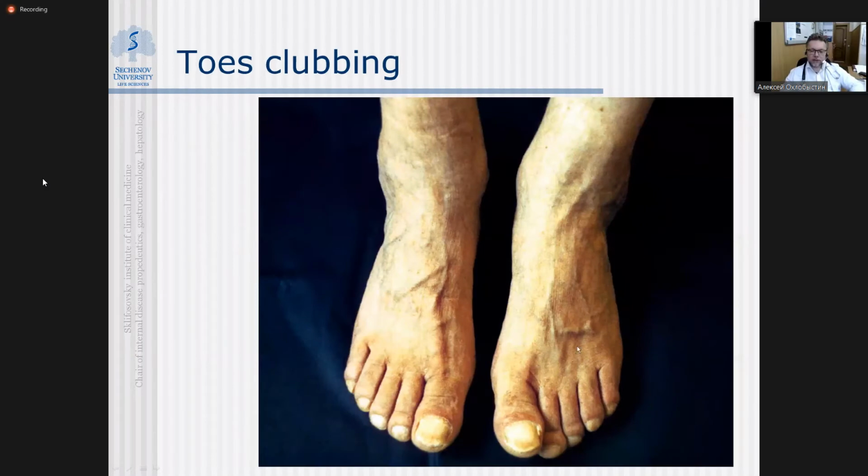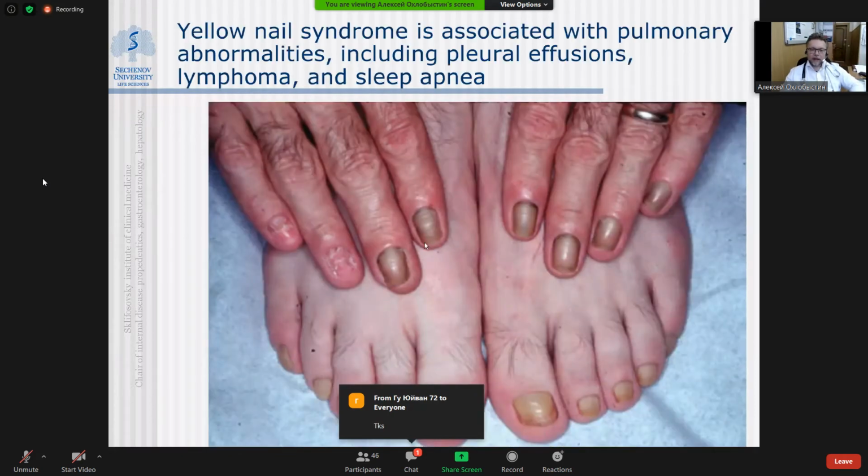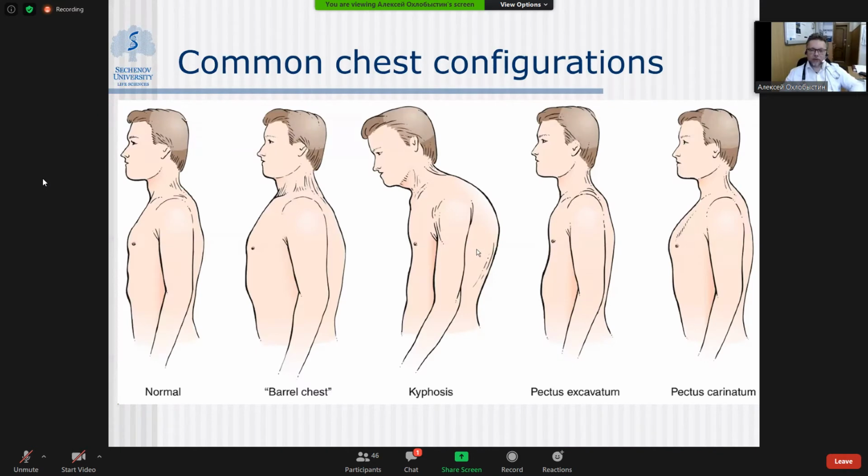And that's toes of the same patient, much milder, but still you may notice that there is a mild clubbing of the toes. Yellow nail syndrome, a rare marker, but it may be seen in patients with inborn bronchiectasia. Sometimes it may be seen in pleurisy, in lymphoma, in sleep apnea, but what's most typical for inborn bronchiectasia.